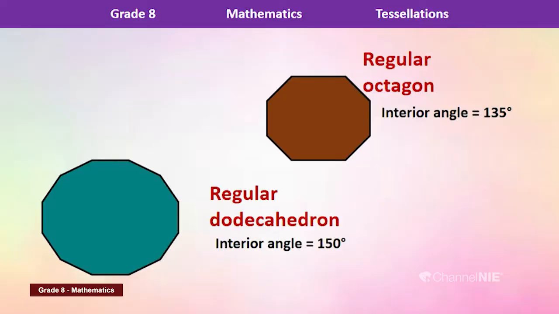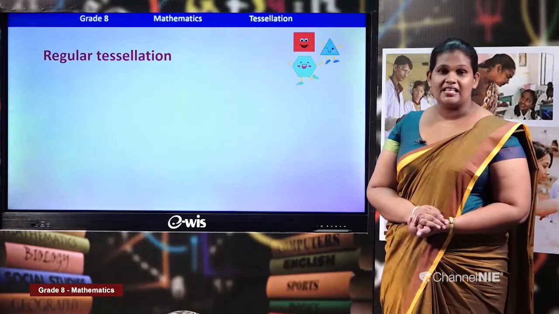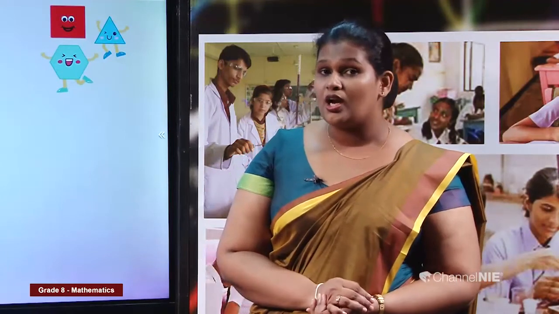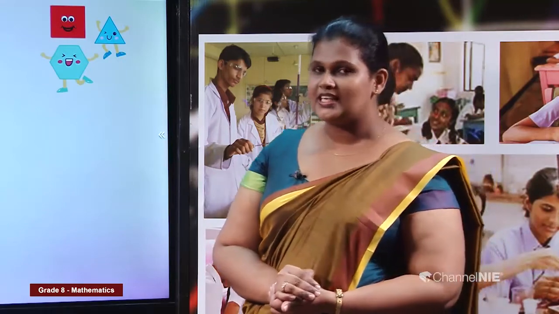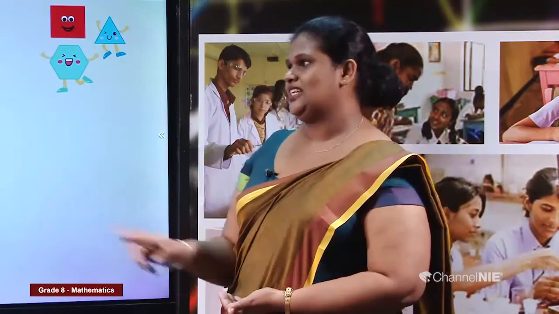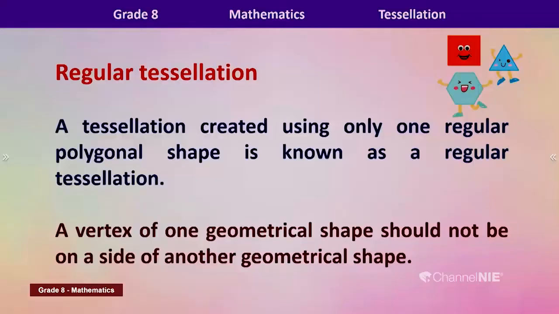Now, we will move on to the next section of the lesson, that is about regular tessellation. What is regular tessellation? Previously, we have learnt about regular polygons. In regular tessellation, we use only regular polygons. First of all, we will move on to the definition of regular tessellation. A tessellation created using only one regular polygonal shape is known as a regular tessellation.